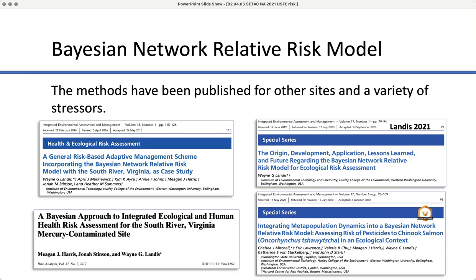The use of Bayesian networks to calculate relative risk has been published now for quite a number of years. Here are just some examples of the papers. The Landis 2021 is the current review of what we specifically do. There are many other people who are now working on the use of Bayesian networks to look at risk assessment for a number of different questions and a large number of different sites.